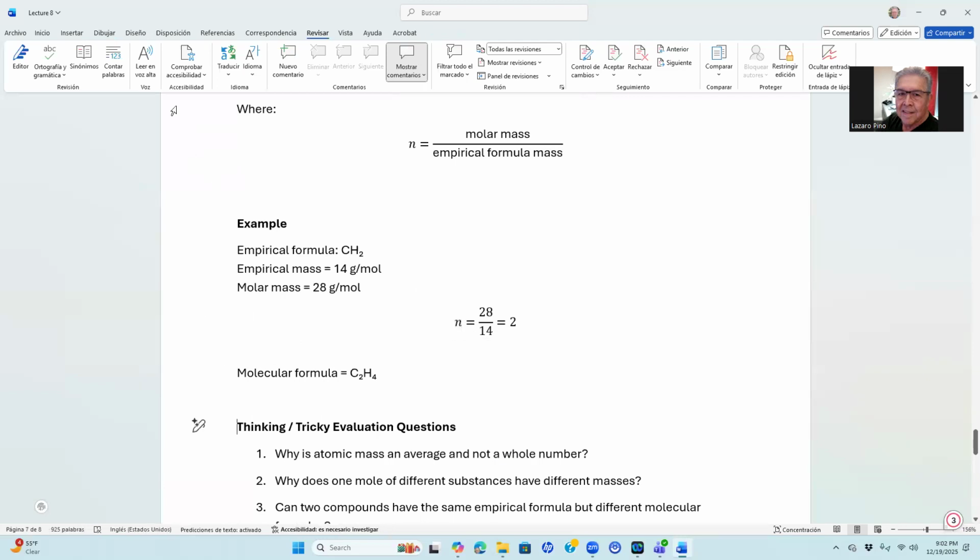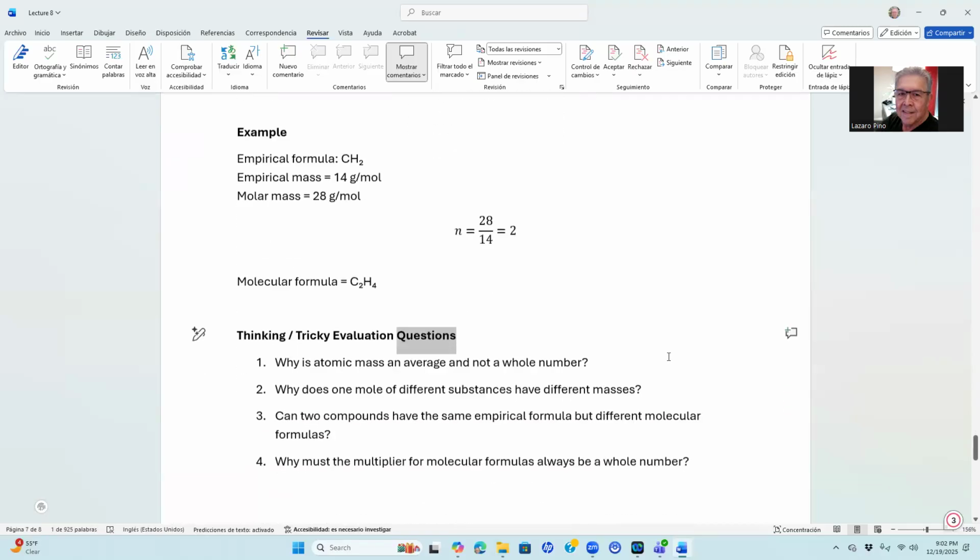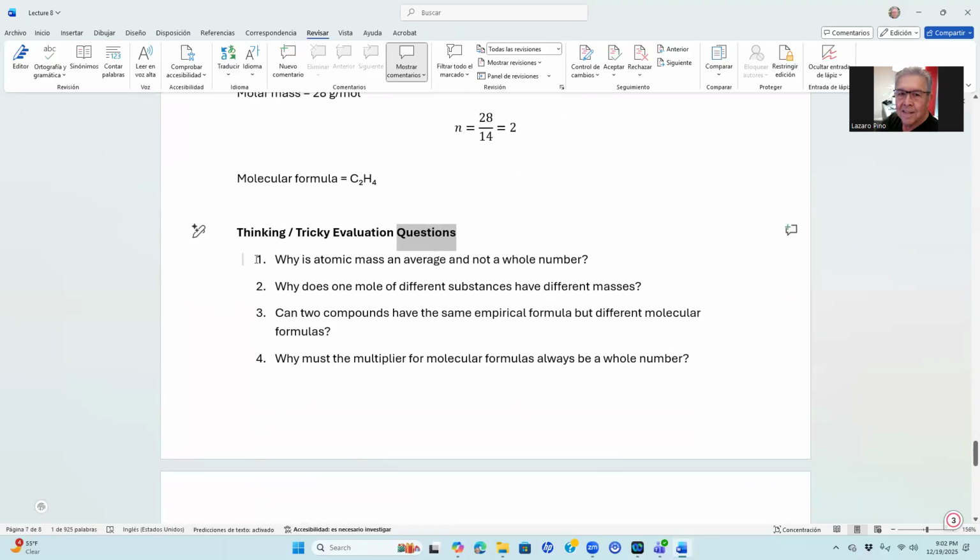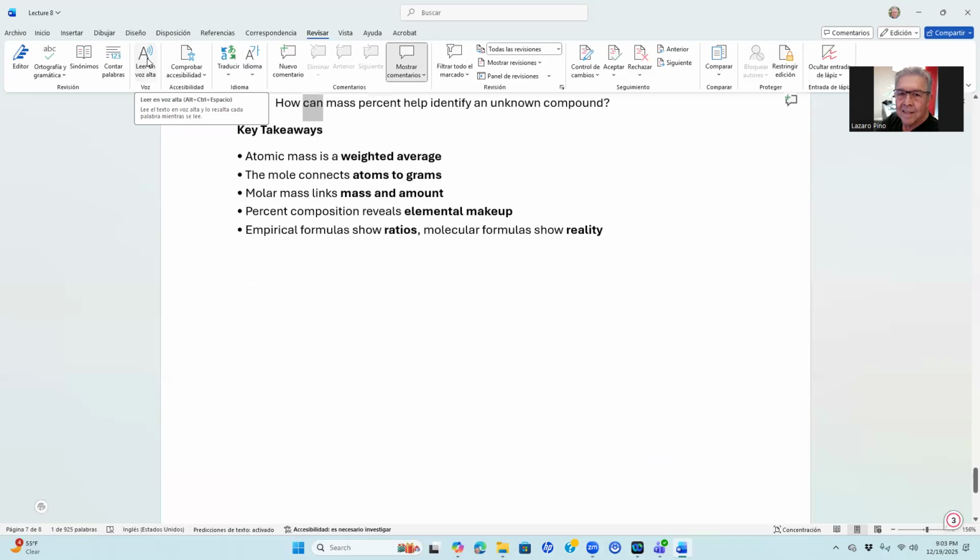Let's go to this tricky evaluation that I will propose. Thinking, tricky evaluation questions. Why is atomic mass an average and not a whole number? Why does 1 mole of different substances have different masses? Can two compounds have the same empirical formula but different molecular formulas? Why must the multiplier for molecular formulas always be a whole number? How can mass percent help identify an unknown compound?